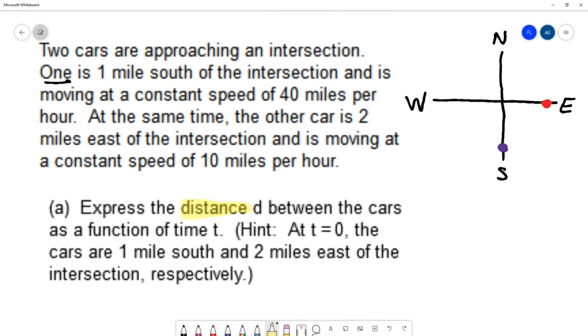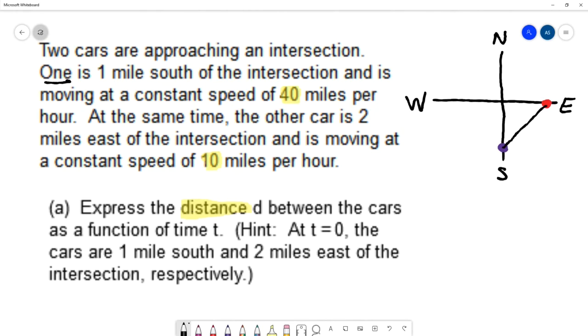The cars are moving, one at 40 miles per hour and one at 10 miles an hour. So we could measure the distance between these 2 points, but it's constantly going to be changing. So it's not going to be a distance that is a numerical answer. It's going to be a distance with a variable.